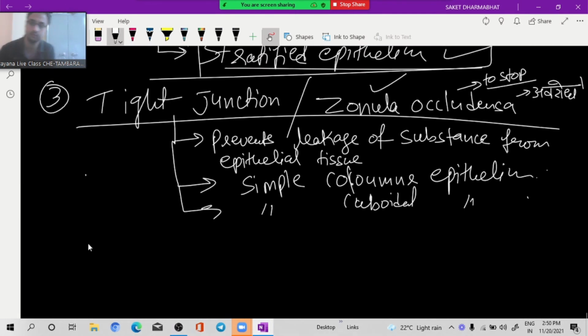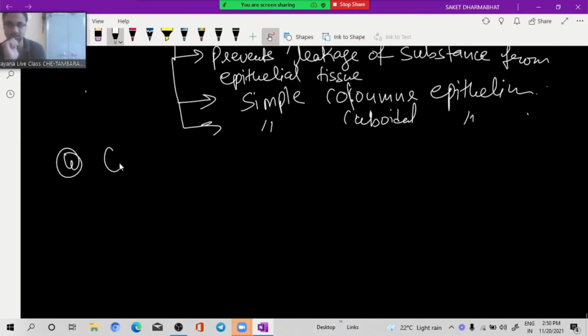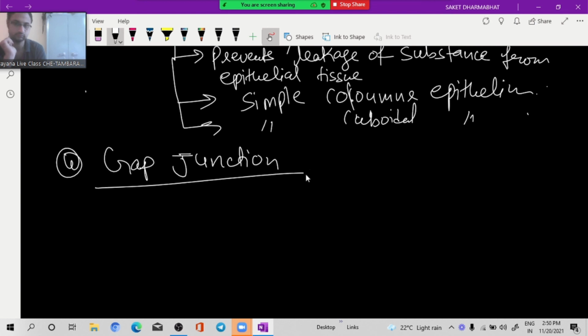Can I scroll up? Yes, sir. Now the last is gap junction. So four junctions are there. Okay, gap junction. One minute.